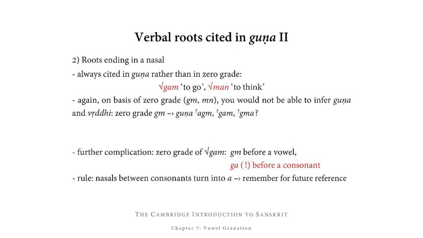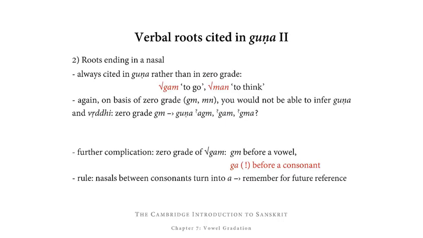The exact same logic applies to roots that end in a nasal, so that end in a sound such as m or n. They also are always cited in guna rather than in zero grade. And so, for example, we get gam, to go, man, to think, and so on. And again, we can see that they are cited in guna because they contain the guna vowel a.